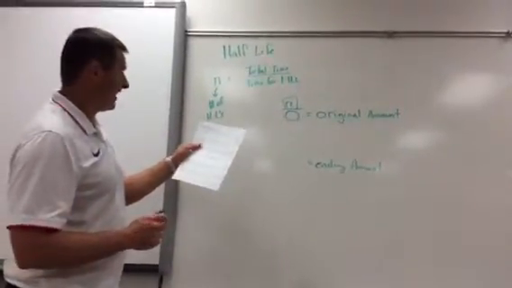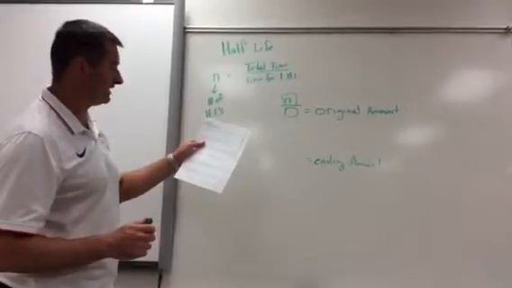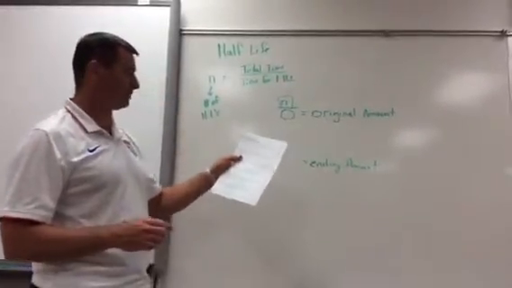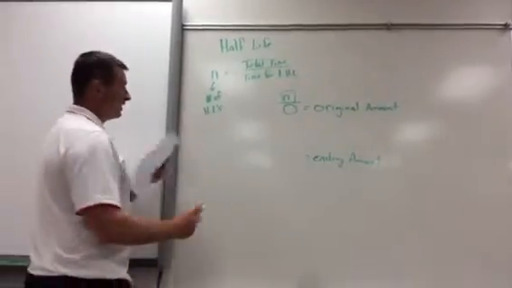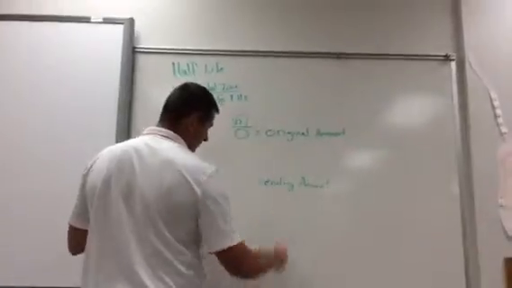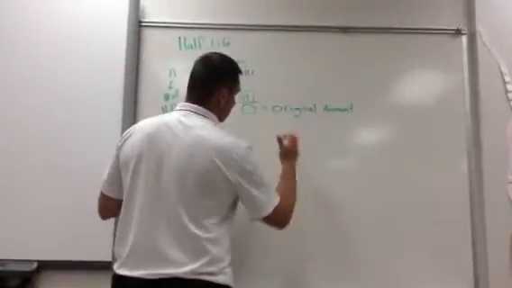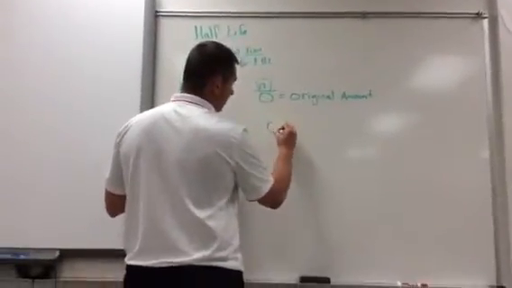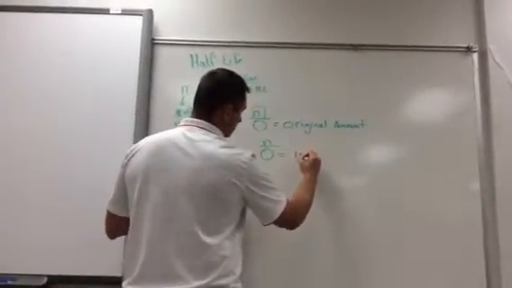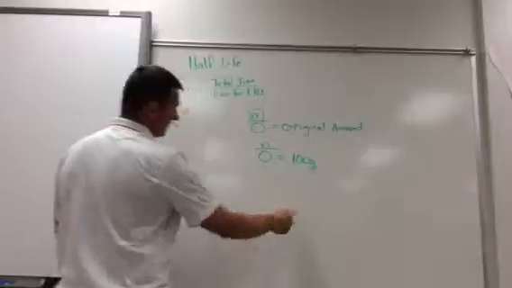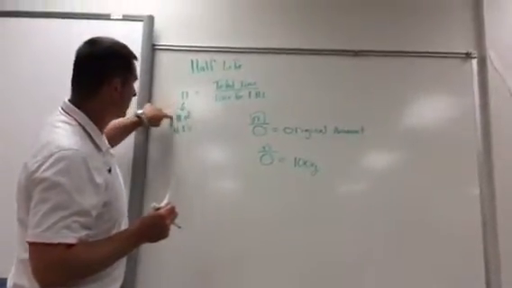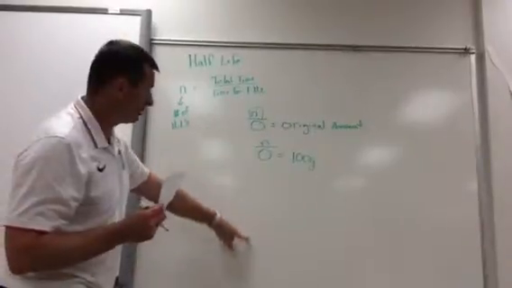The first thing it says, how much of a 100-gram sample is left after 8.10 days if its half-life is 2.70 days. So it's giving me the original amount. It says 100 grams, so that is my original amount. We always set the original amount to 0. It's asking me for my ending amount, but I don't know that until I know my n, which is the number of half-lives that it's going to go through.